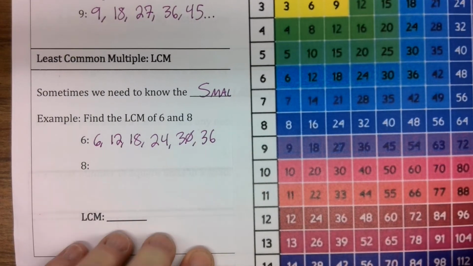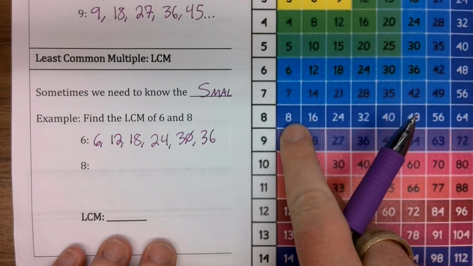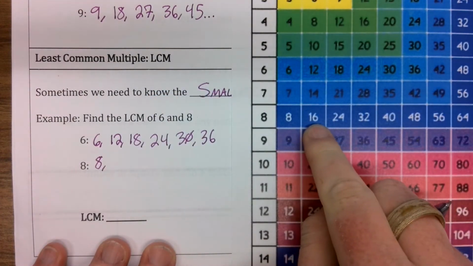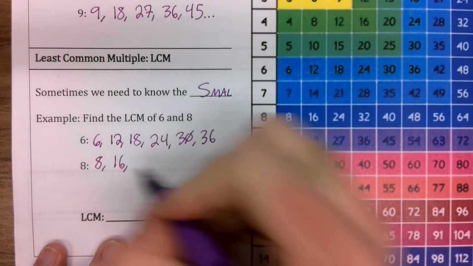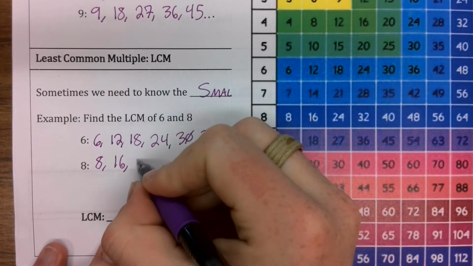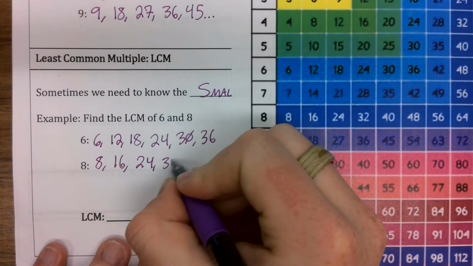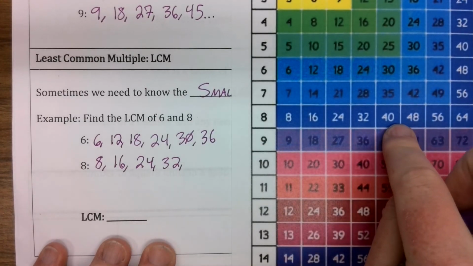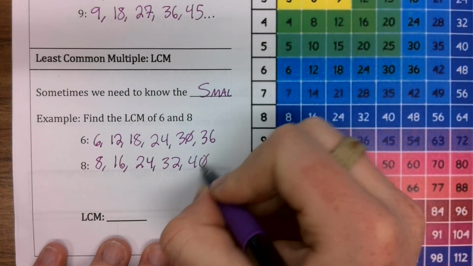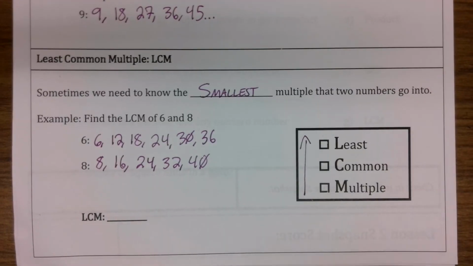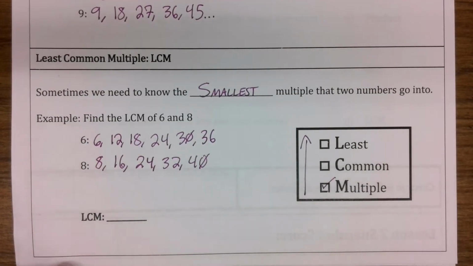Next, we're going to find our multiples of 8. Here we have 8, 16, 24, 32, 40. And I'm going to call that good. All right, so we found our multiples.